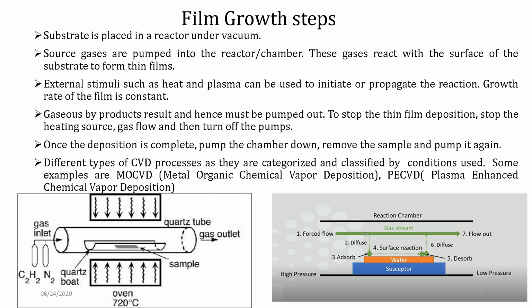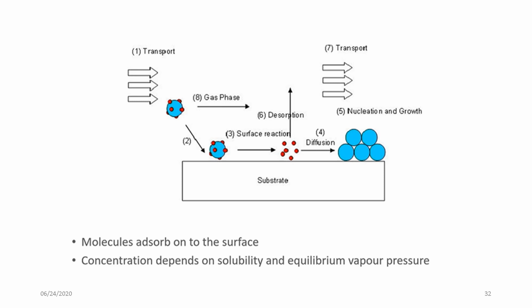There are different types of CVD, like metal organic chemical vapor deposition and plasma enhanced chemical vapor deposition. There are so many different types of chemical vapor deposition. These are some of the chemical reactions that happen inside the chamber before it forms the films. Again, these are explained in detail here, like how molecules adsorb onto the top of the substrate, and how concentration depends on solubility and vapor pressure of the gases that are used.